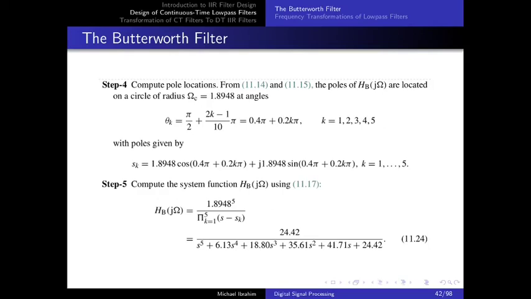So again, designing an IIR filter always starts by designing a continuous time filter. And up till now we have learned how to design a continuous time Butterworth filter, starting with the specification, ending with the transfer function of a continuous time filter.